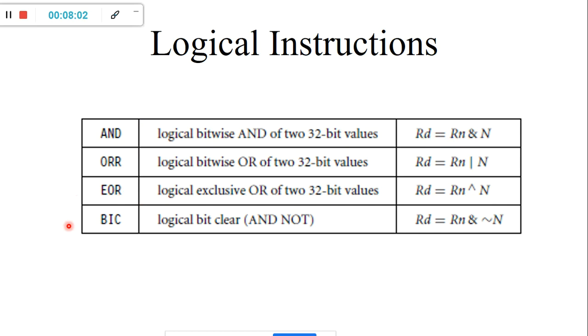Now one more peculiar kind of logical instruction in this is BIC. It is logical bit clear. It performs two operations. One is it performs a negation of the second value. The second value may be an immediate value or the data that is present in the register. That particular data is going to be NOTed, and then it performs the AND operation.